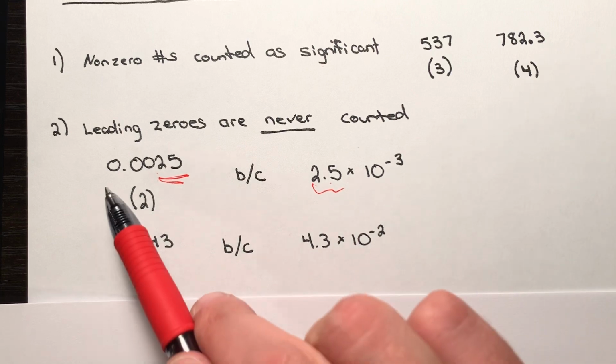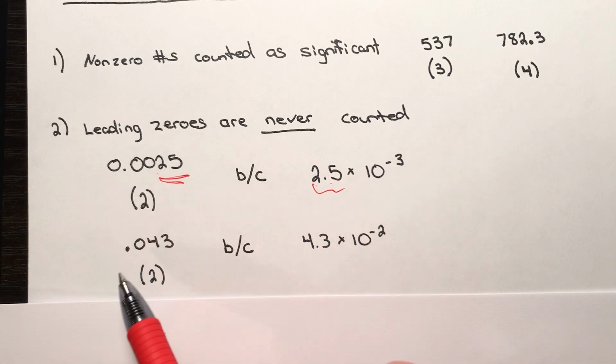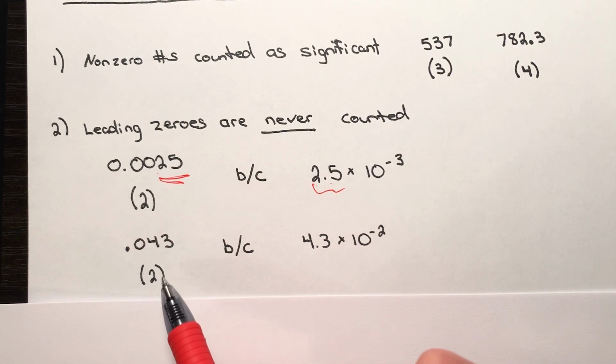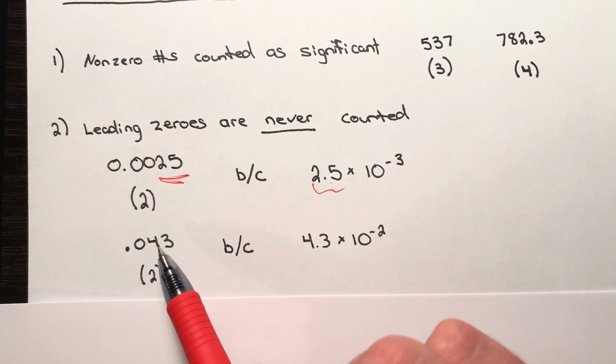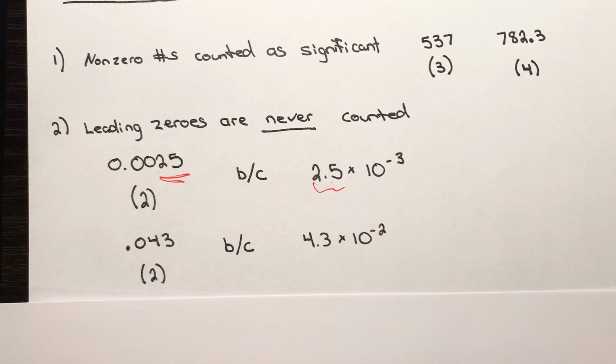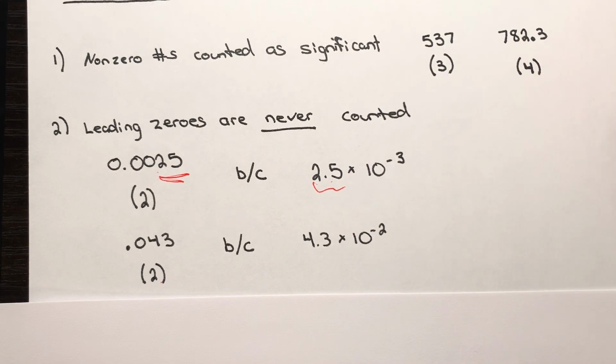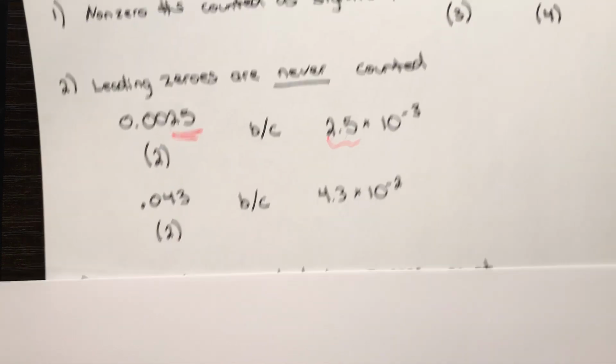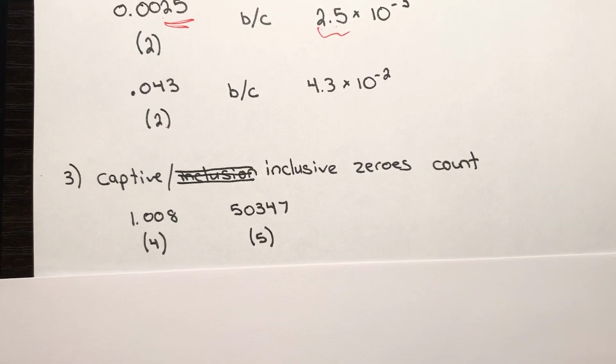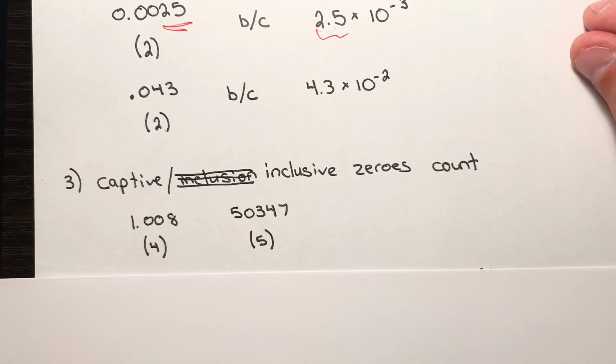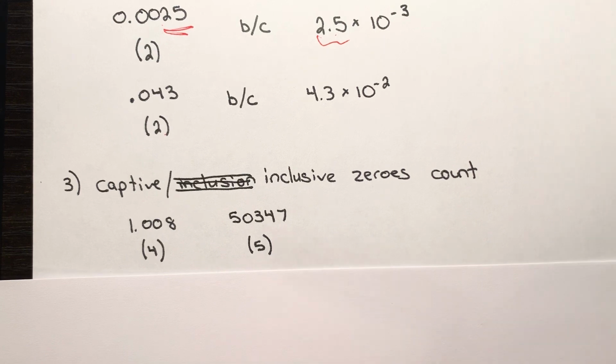Likewise, we see this whether we have the 0 out front of the decimal or not. In this 0.043, we still have 2 significant figures because we can express the 0.043 as 4.3 times 10 to the negative second. Besides leading zeros, we can also talk about captive zeros, or what we may call inclusive zeros. And these always count, okay? So here we see the 0 wedged in between the 1 and the 8. So we're looking at 4 significant figures.